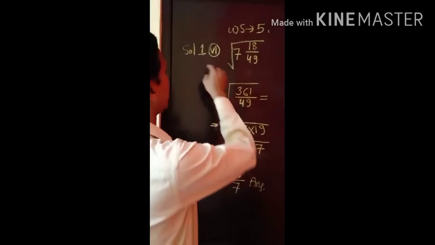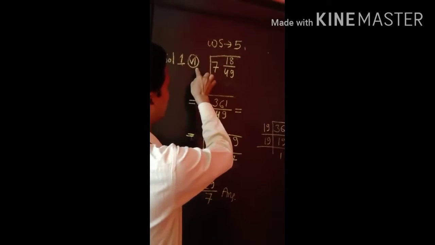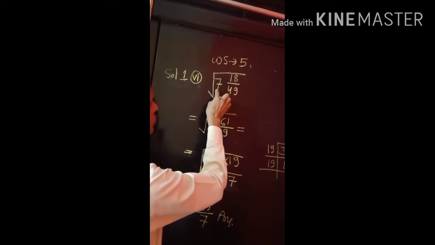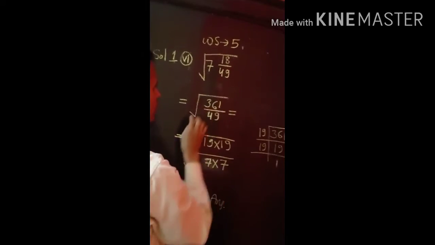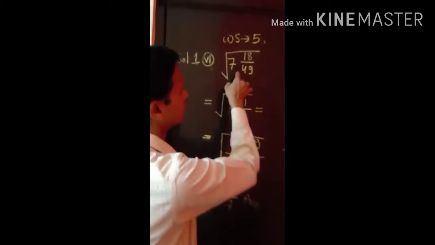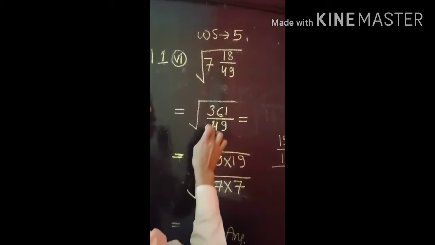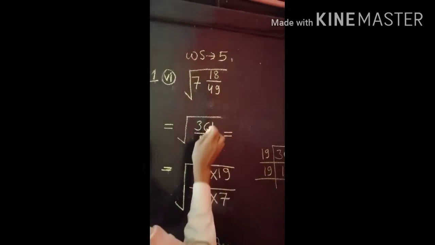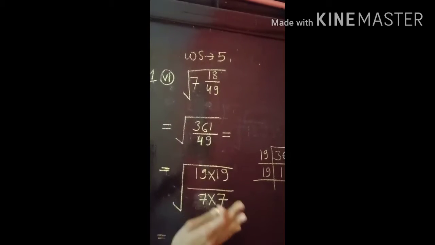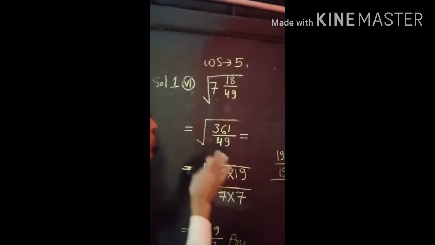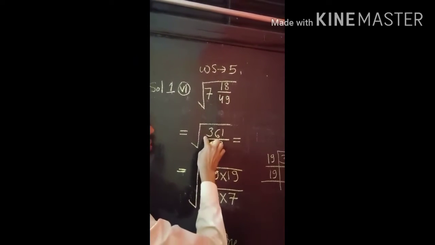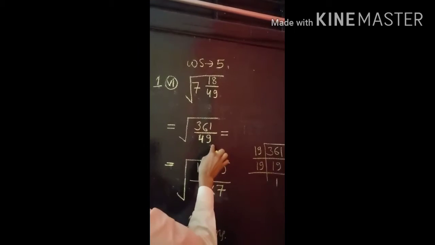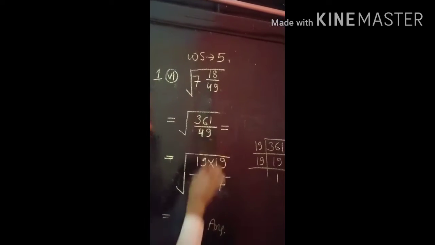Now you see I am explaining question number 1, part 6. The question is to find the square root of 18 upon 49. First of all, this is a mixed number, so we will convert it into a fraction. This is 7 into 49 plus 18, as per the rule of class 5. You know how to convert a mixed number into a fraction. So this is 361 upon 49. This mixed number is converted into a rational number, 361 upon 49.